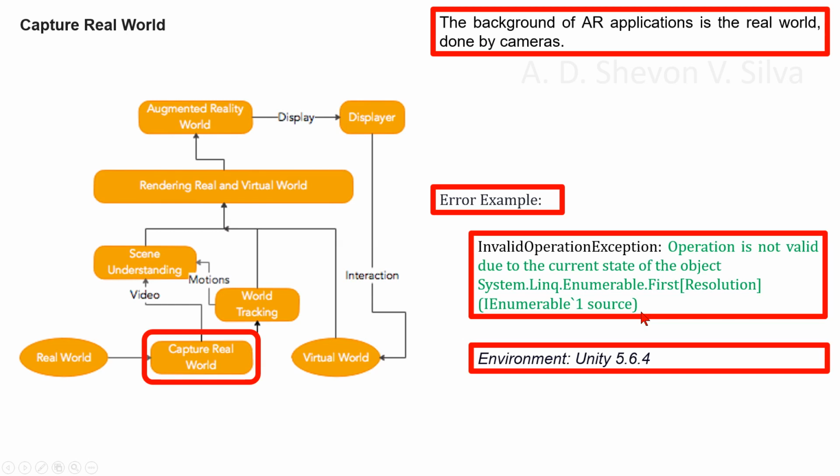As an error example, we can consider this error that occurred in Unity 5.6.4. Operation is not valid due to the current state of the object, System.Linq.Enumerable.First.